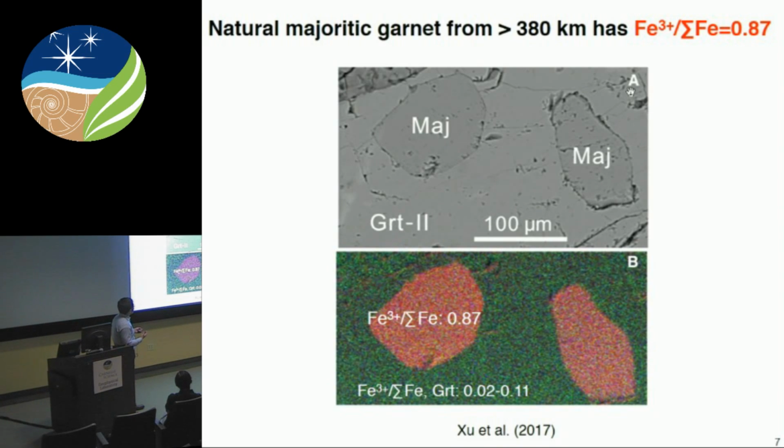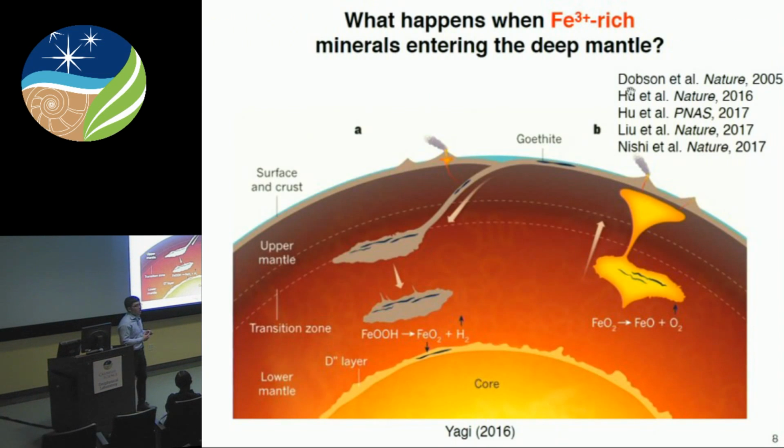The third evidence comes from natural samples. Here is a recent paper that found a natural garnet coming from at least 380 kilometer depths, and its ratio of Fe3+ to total iron is super high, up to 97%. So although there is more and more evidence showing we have an Fe3+ rich lower mantle, there are still some open questions regarding Fe3+ in the lower mantle.